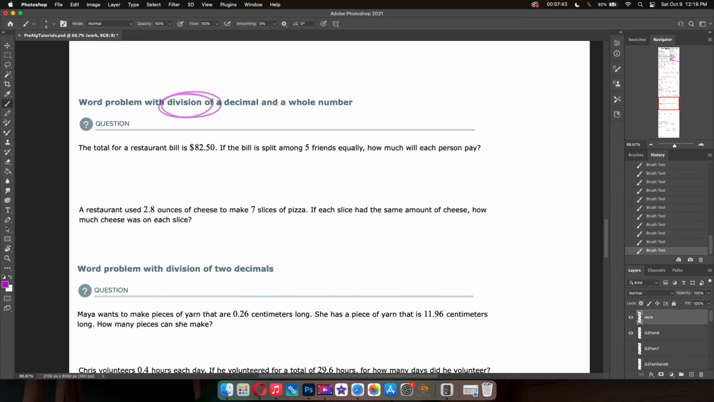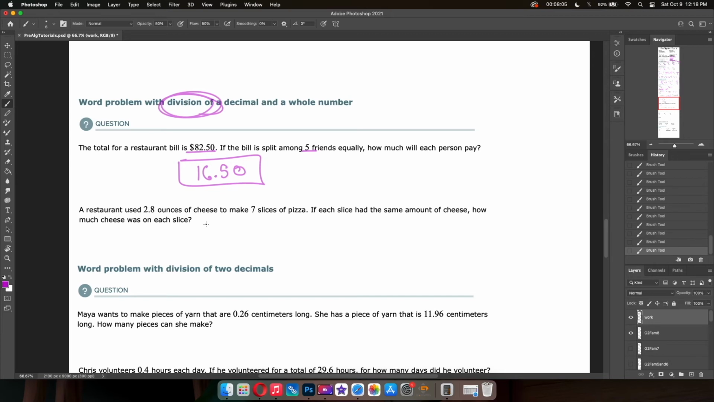Now, word problem with division of a decimal and a whole number. So we already know coming in this is going to be division, so I almost don't need to read the problem. The total bill is 82.50, so we're dividing by 5. 5 goes into 8 once, 5 goes into 32 6 times, 5 goes into 25 5 times, so $16.50 for each client.